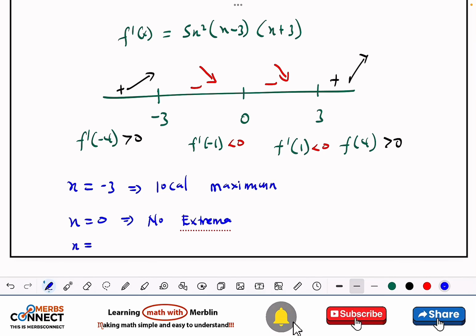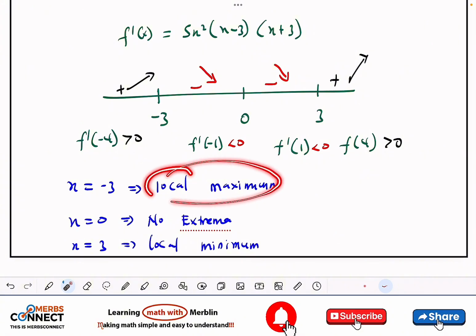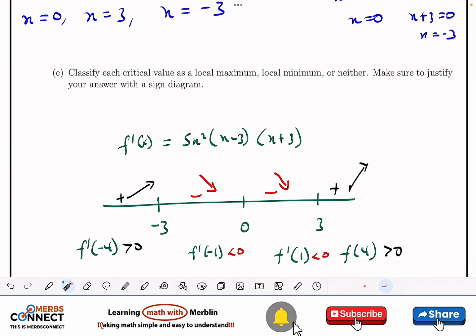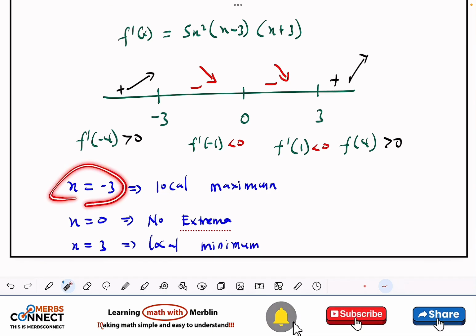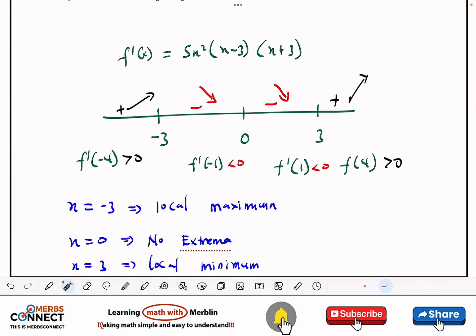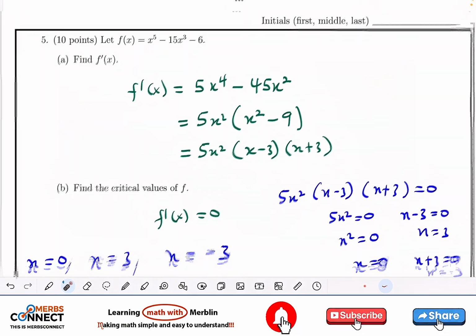And then x is equal to 3. This is kind of negative, positive. So we are going to have the minimum. And this one is going to give us a local minimum. Good. So that is what we just need to do. You don't need to just pick the maximum and minimum and you are done. The question is, we want to classify the critical values. So we need to check 0, 3, and minus 3, all of them, right? So we need to classify all of them. Good. So that is question 5.